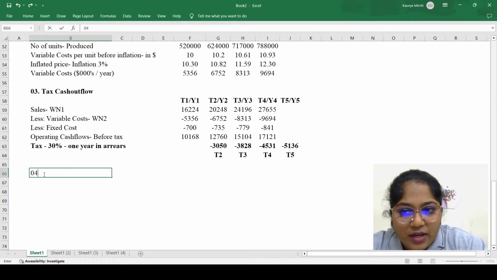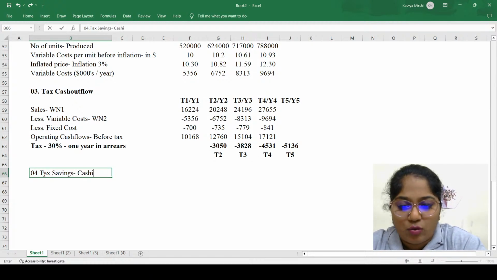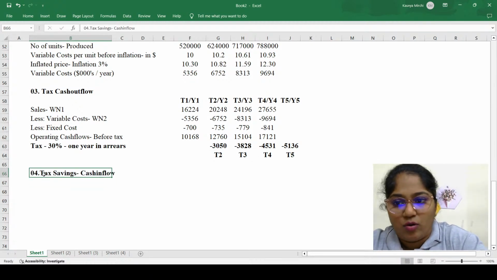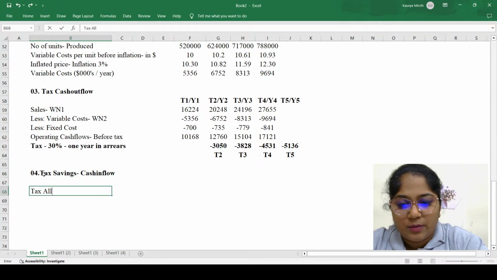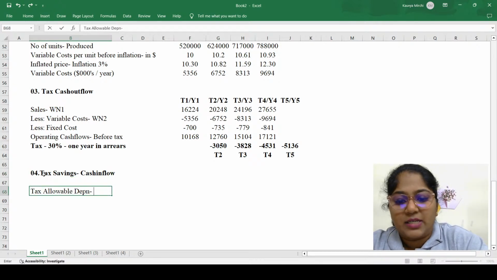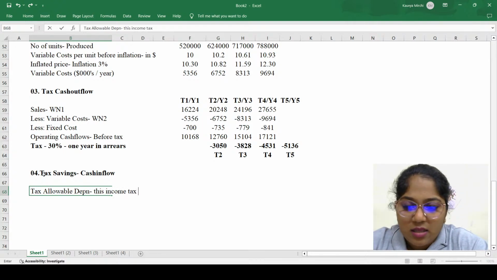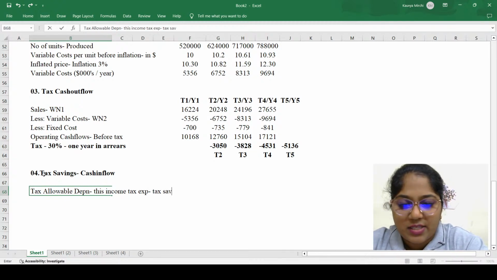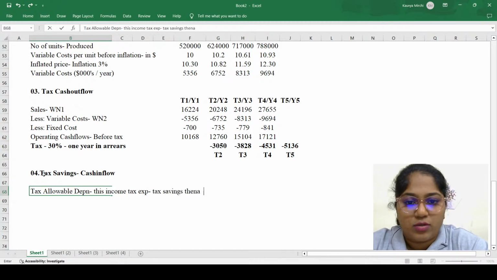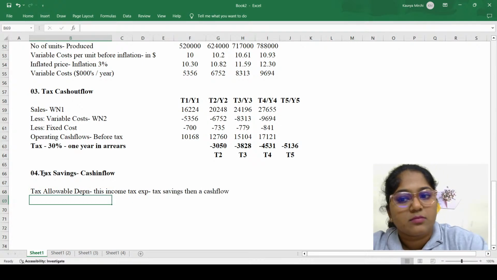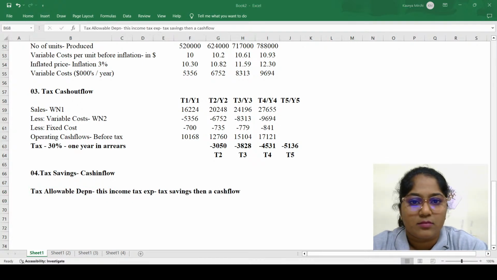Now, if I need to find out what is my tax savings, which is also treated as cash inflow. This will be treated as what? Tax inflow. I need to know what is my tax allowable depreciation. Why tax allowable depreciation? Because this reduces income tax expenses, which is treated as tax savings, then a cash flow. Correct, people? This is how it works. Okay, good.